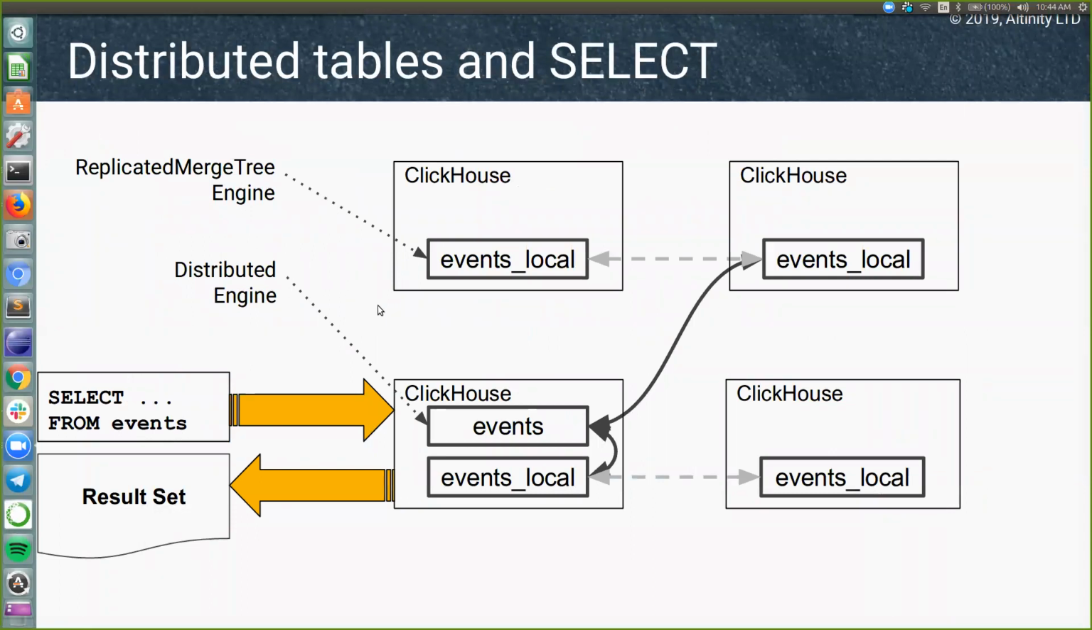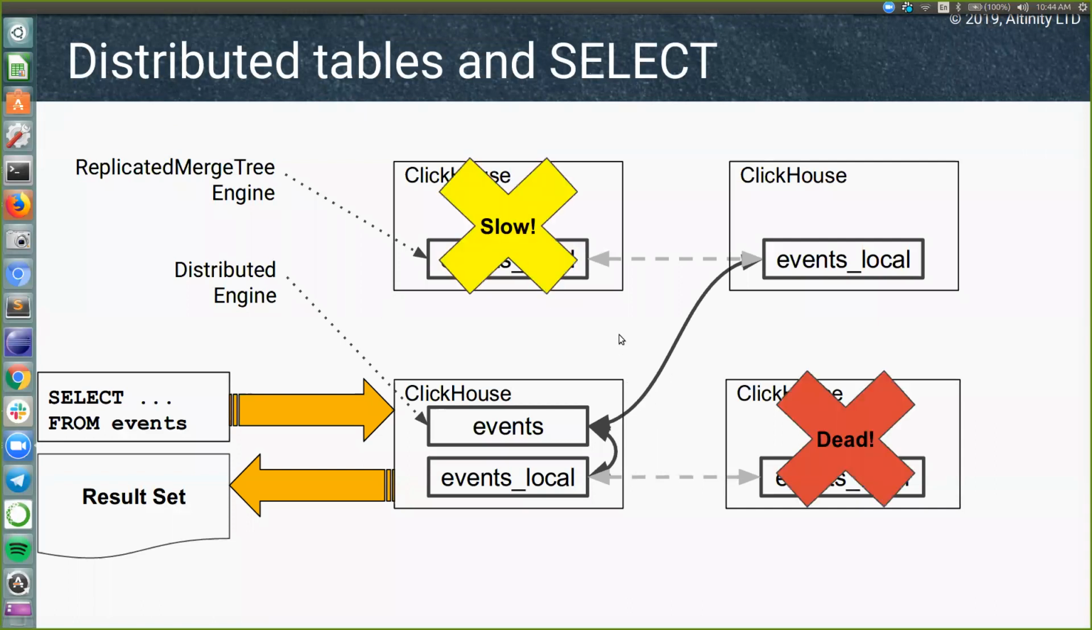Distributed tables and select. So the basic idea, as I mentioned, is a distributed table is a kind of load balancer. So when we select from the events table, it's going to use the cluster definition to pick replicas. So in the example we see here, we went and picked a replica because this definition has 2 shards and 2 replicas, we know we've got to pick 1 replica from each shard, so we pick the right events.local table for each one.